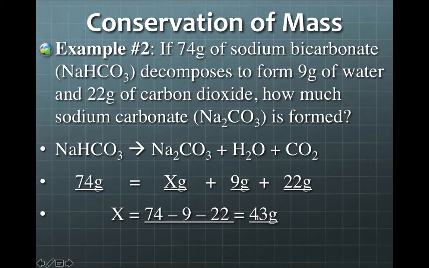Okay, so if you put 43 in where X is and you add it up, 43 plus 9 plus 22, you'll see you get 74. The reactants and the products have to equal each other.